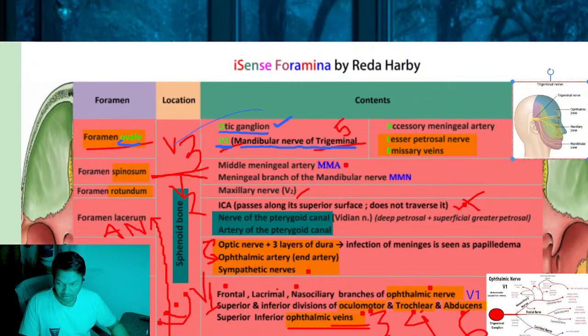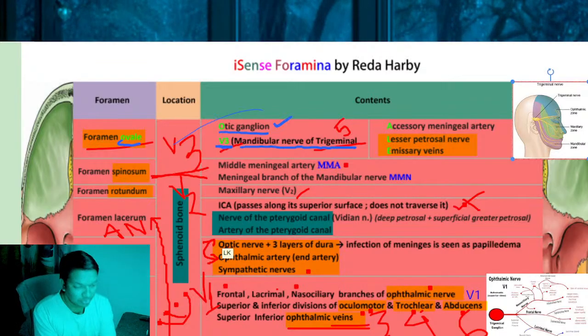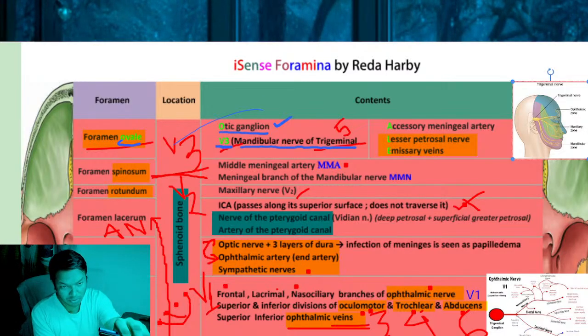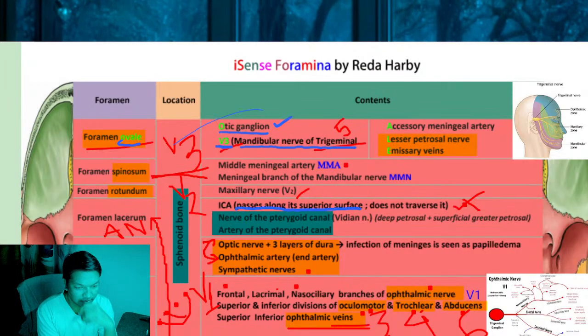We started with the foramina of the skull. We have seen the location of the different foramina and started with the contents: foramen ovale, foramen spinosum, foramen rotundum. Now foramen lacerum contains the nerve and artery of the pterygoid canal. This is a tricky part. In the exam they ask which of the following is not a content of the foramen lacerum, and they give internal carotid artery. That will be the correct answer, because the internal carotid artery does not traverse the canal. It just passes superior to the foramen lacerum without entering it.